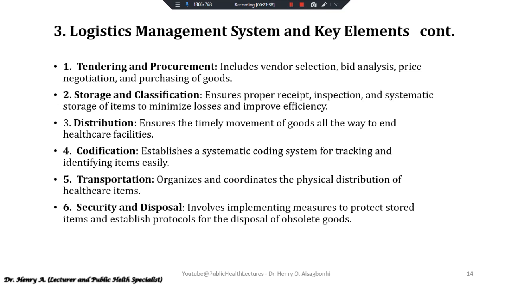We have just come to the end of part one of the series on Logistic Management Information System in the health sector.